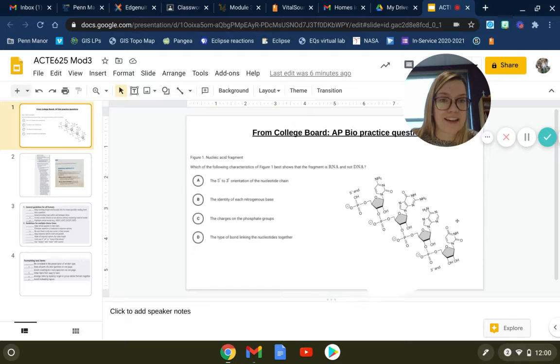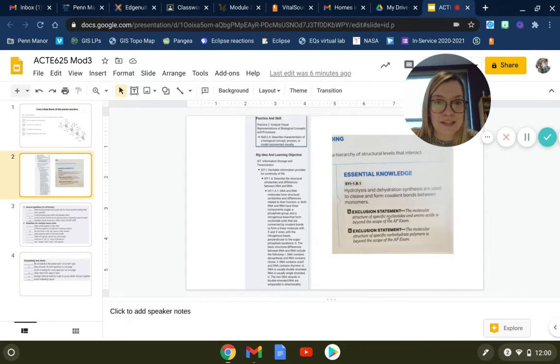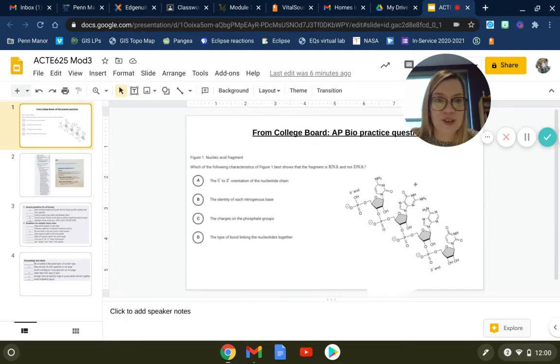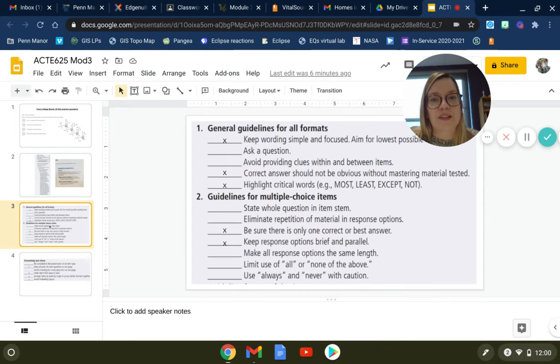The problem with that is you would have had to memorize the specific nucleotides and amino acids. You'd have to memorize those structures to know that that's the answer to that question. So it makes absolutely no sense that it is a practice question for the AP exam or that it would be on the AP exam. And I used our chart from our textbook as well.